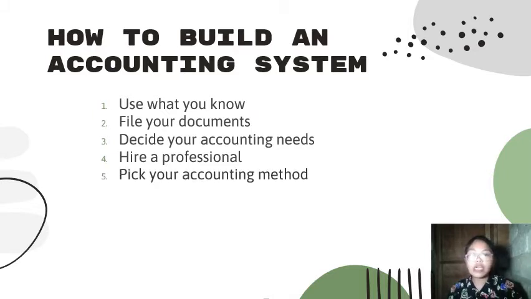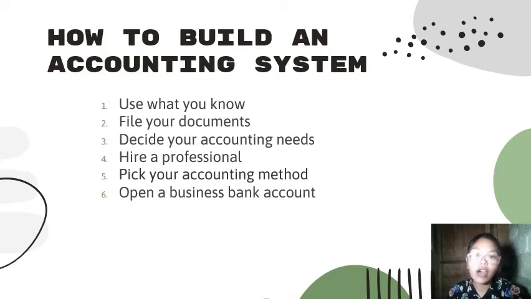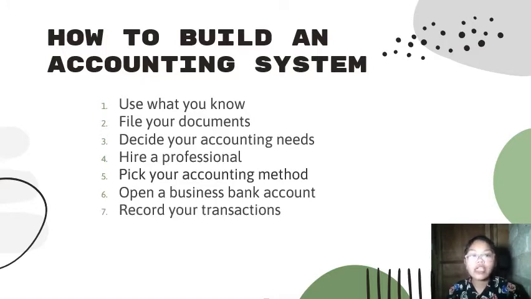Next is to pick our accounting method, whether to use cash or accrual method. It is also important to ask experts to assist us in determining which option is best for our company. Sixth is to open a business bank account to keep track of our cash flow and streamline our accounting procedures. Seventh is to record our transactions, of course.